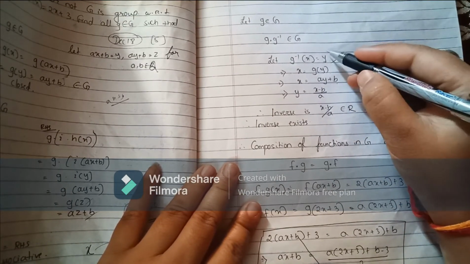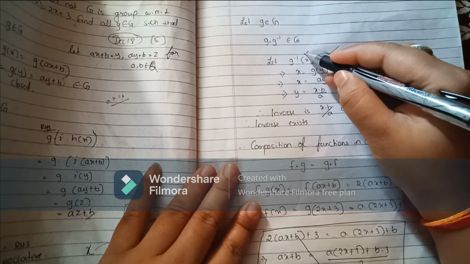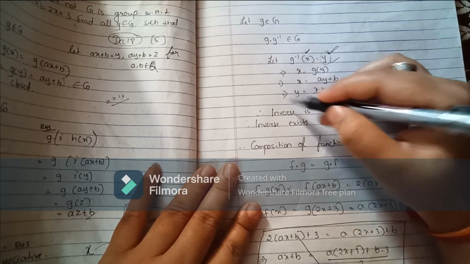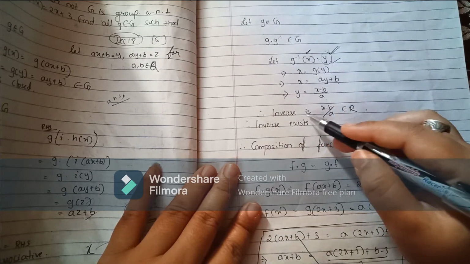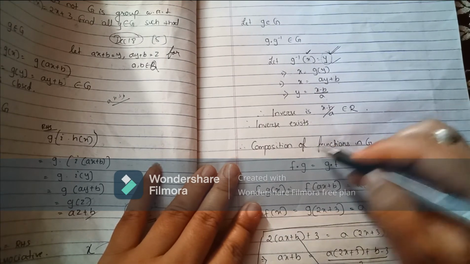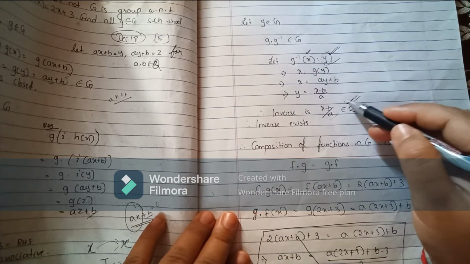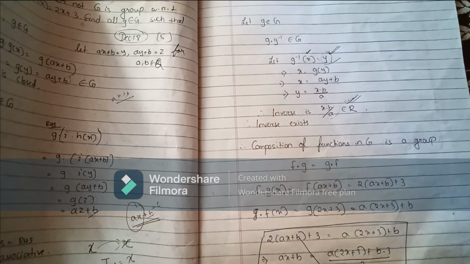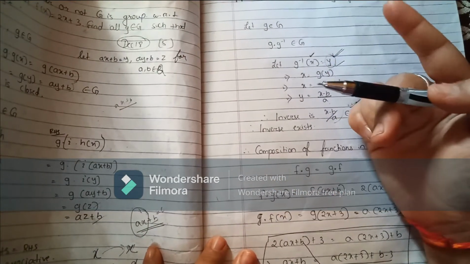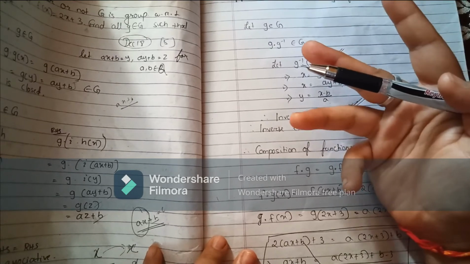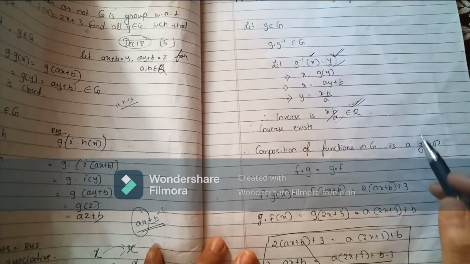Now we have to find the inverse, right? Inverse means we have to find y. So ultimately here we need to find y. So y equals (x minus b) by a. So the inverse is in the form of (x minus b) by a, and this also belongs to R. So that means the inverse exists. Now look, we got identity, we got inverse, and we have proved closure property and associative property. That means this composition is a group.